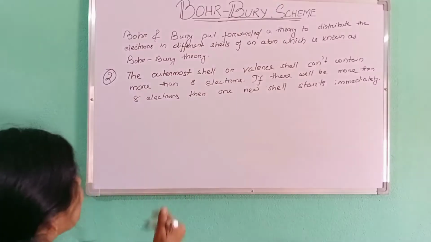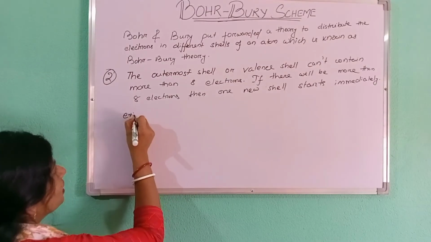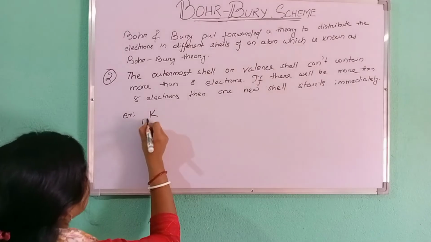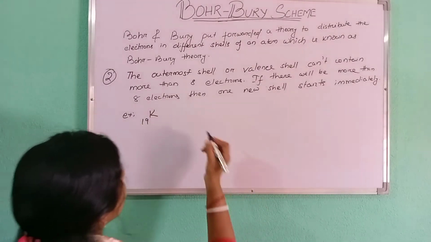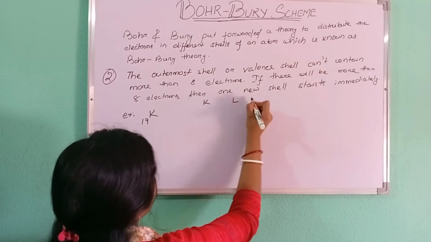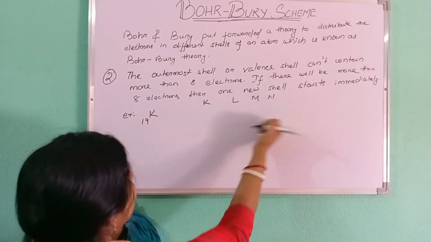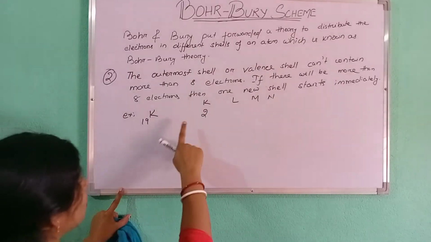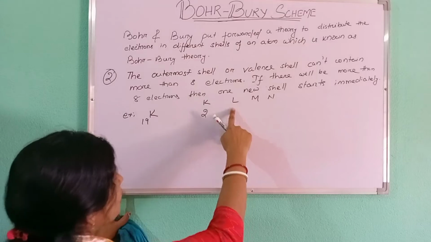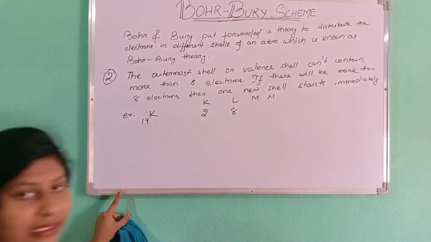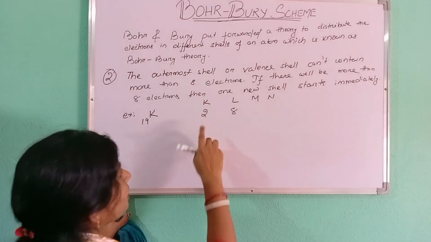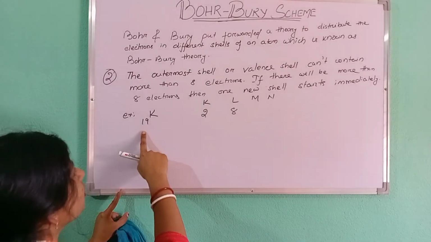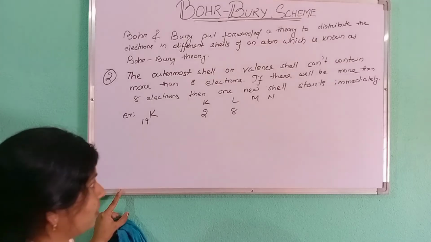I will explain by taking an example here. Let's take the example of potassium, K19. So cells K, L, M, N. In K cell, it can contain only 2 electrons, so I will write here 2. For L cell, it can contain a total of 8 electrons. So now 10 electrons are gone. We have to locate 9 more electrons.